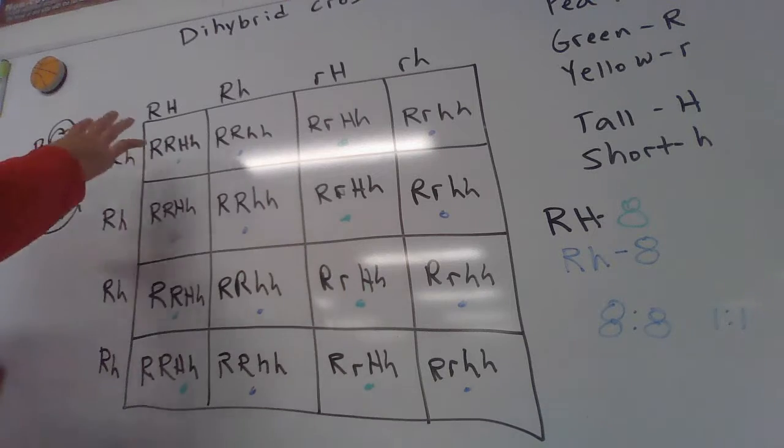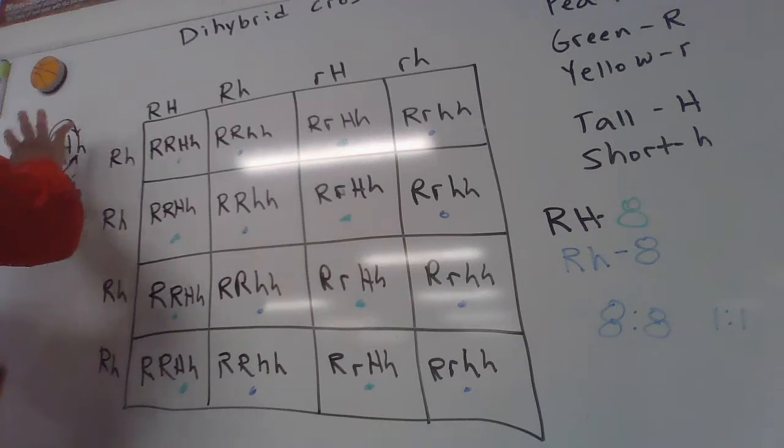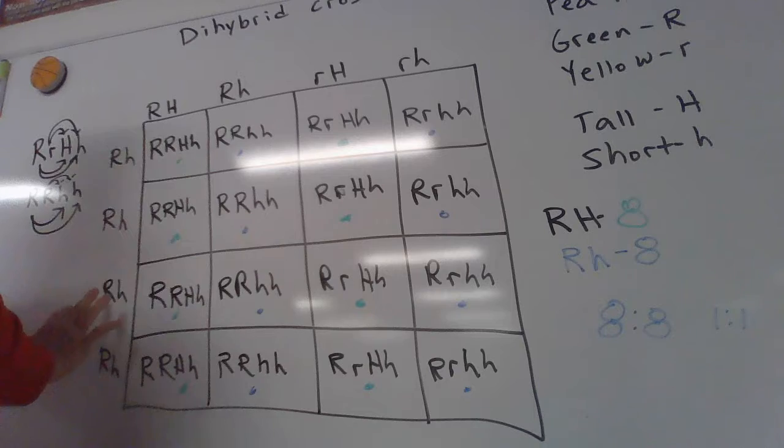And then depending on the genotype here of the parents, that will change the genotypes here, which will change the ratio, of course, going across here.